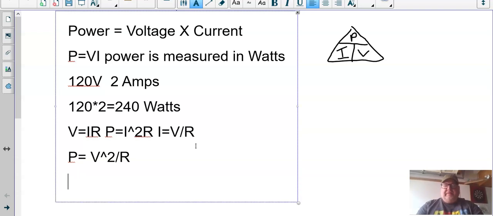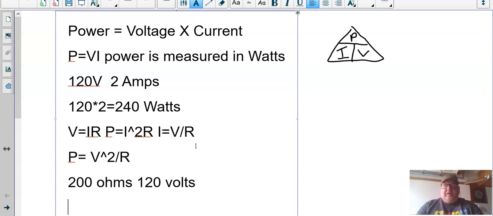So let's say we have a light bulb that has 200 ohms and we're running 120 volts through it. That's the volts of an outlet. We could do 120 squared divided by 200, and that's going to give us the wattage of the light bulb. And that is a 72 watt light bulb.